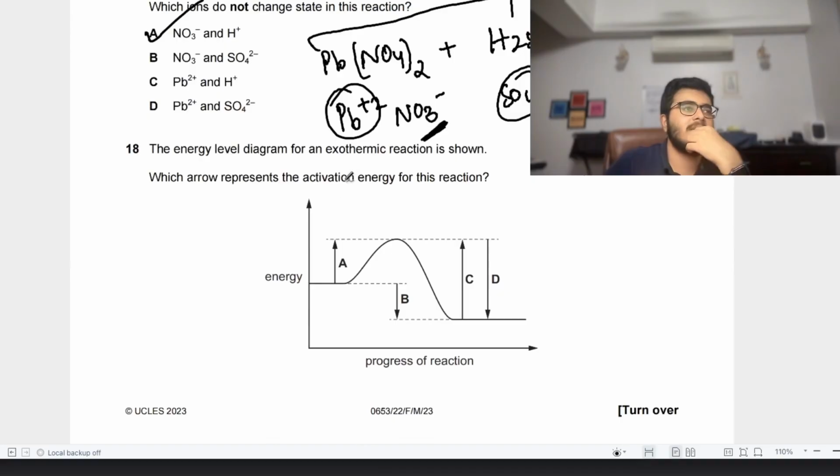Question number 18, which represents activation energy. It is always from the reactant to the peak. So this is the reactant, to the peak is this. So an arrow, okay, A is the correct answer because this is the reactant to the peak, right? So this distance is your activation energy, represented by EA.